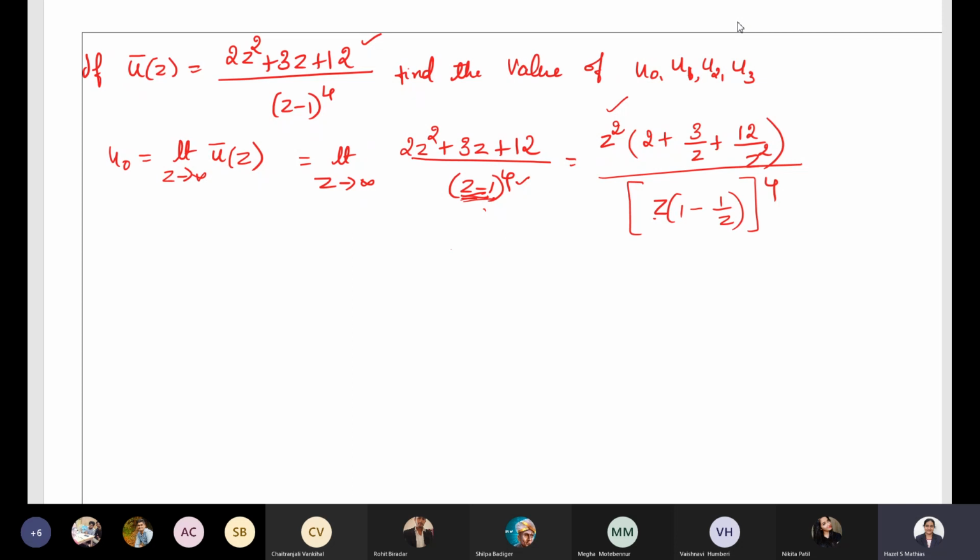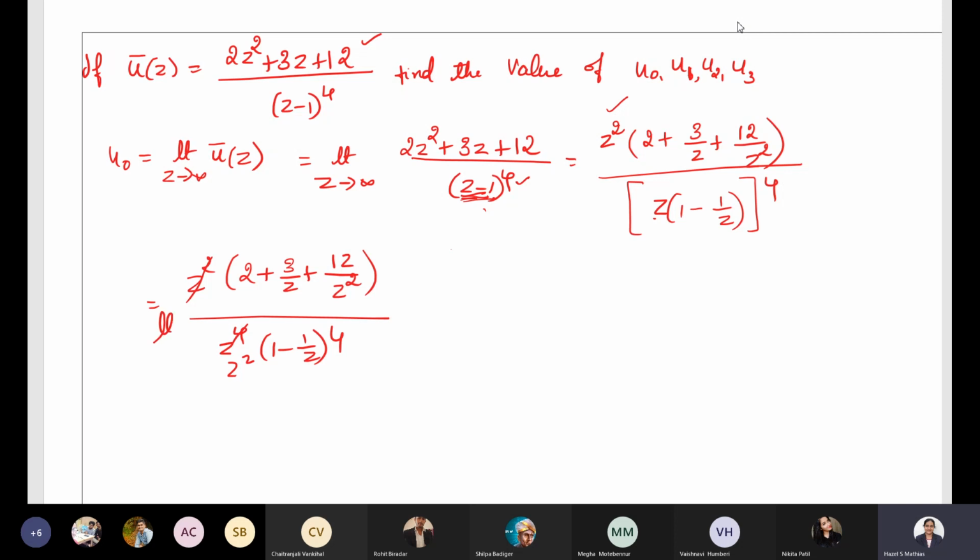Now what happens over here? It is Z square into (2 plus 3 by Z plus 12 by Z square) in the numerator, divided by Z into (1 minus 1 by Z) power 4 in the denominator. It is nothing but Z power 4 times (1 minus 1 by Z) power 4. Now the Z square gets cancelled, and Z square remains.